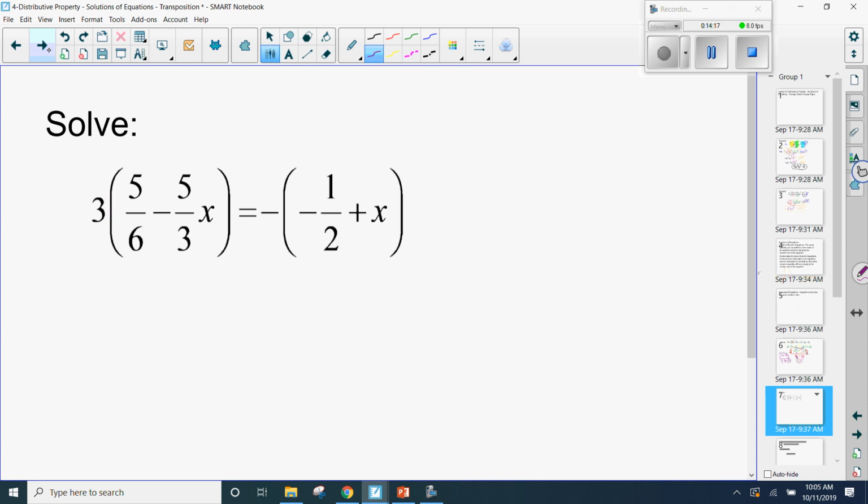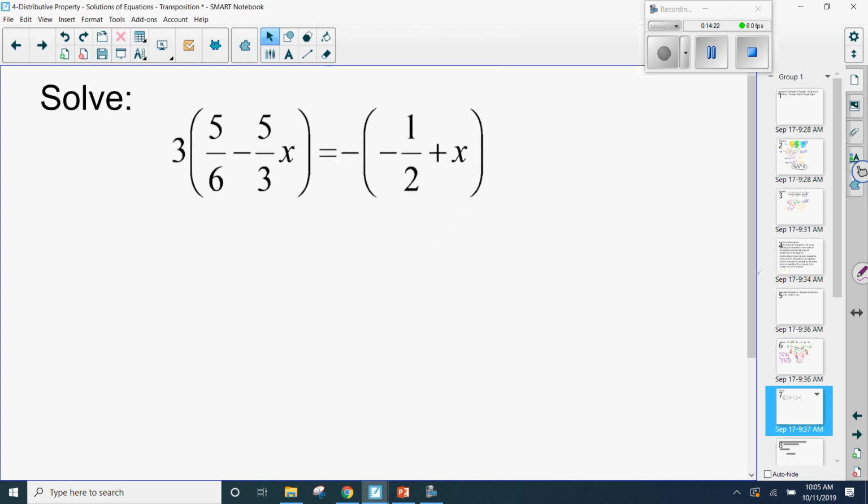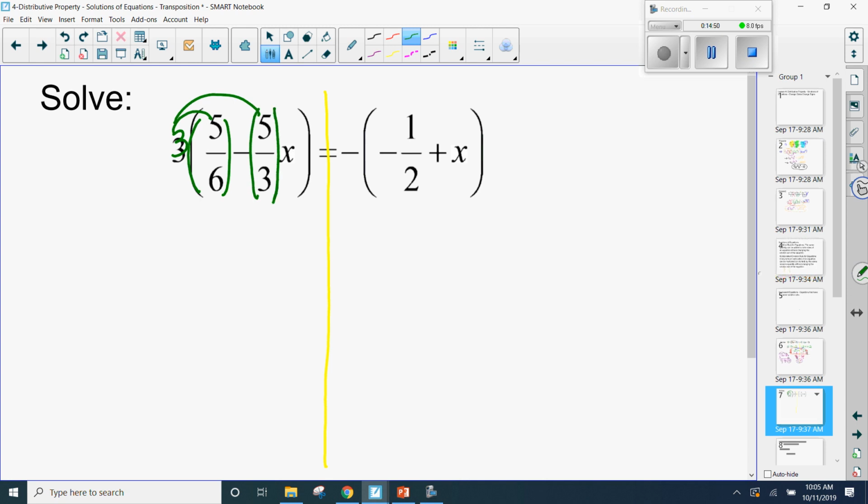Okay, what if I gave you this one and I asked you to solve this problem? You don't like it because of what? There are fractions involved. Okay, the first thing, let's just simplify each side. That's what you always do first. If I simplify each side, I have to take this 3 and distribute it through, correct? I need to take 3 times 5/6, and I need to take 5/3 times 3.